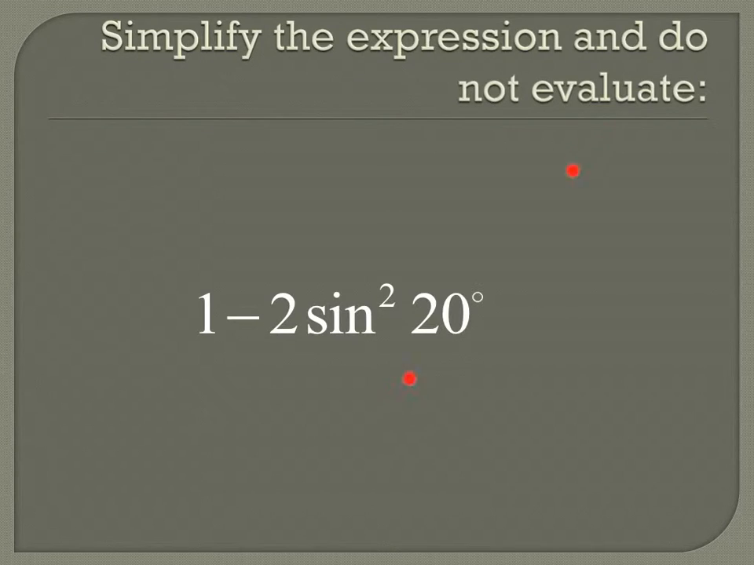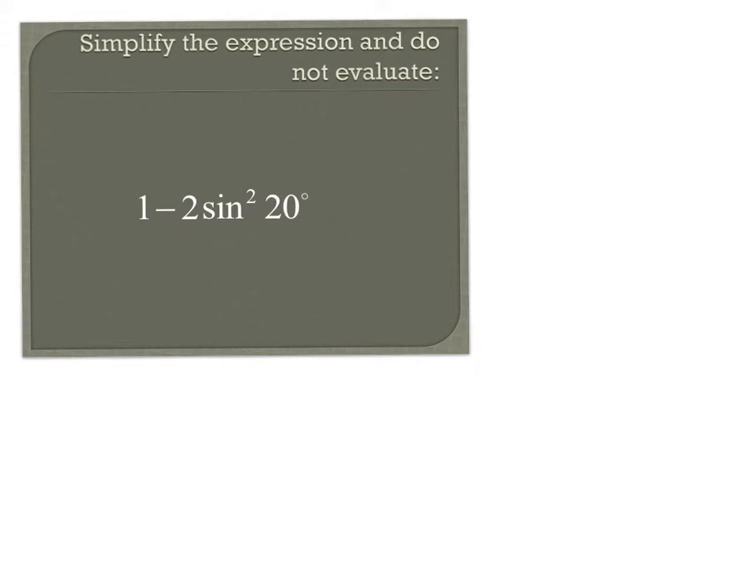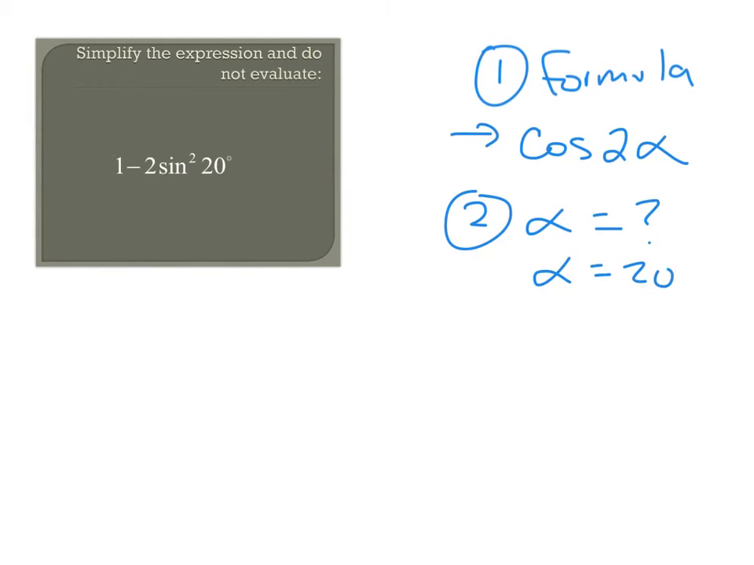Our next example is a little different from what we just finished. These are: simplify the expression. We're just getting practice with how we use our double angle formulas. The first thing I need to identify is which formula. In this problem, our formula is going to be cosine of 2 theta. The second step is, what's theta equal to? In this problem, theta is equal to 20 degrees.